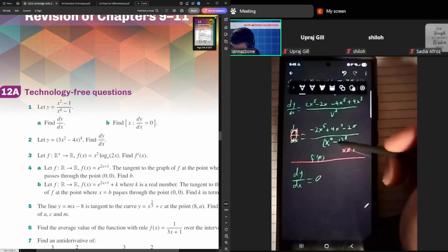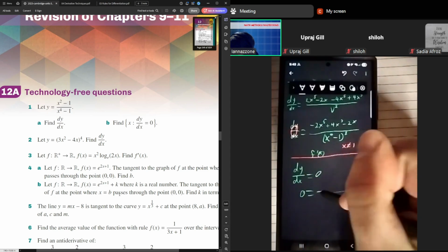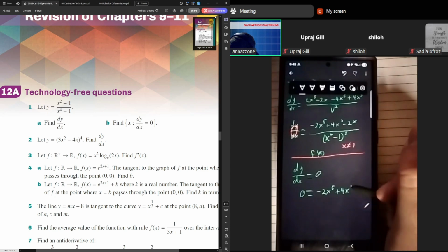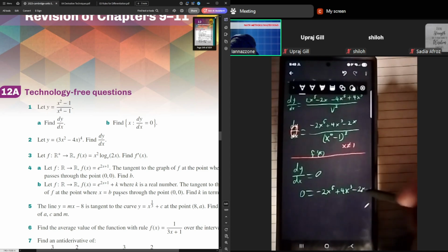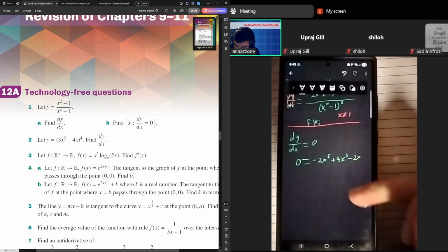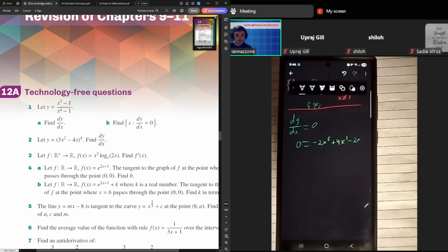But yeah, absolutely. Multiply both sides by that, and it gives you 0 equals minus 2x^5 plus 4x^3 minus 2x. Yeah, much easier. This is now a polynomial. So what comes to mind when solving polynomials equal 0? Factorization. Factorization, yeah. Any easy factorizations you see here?